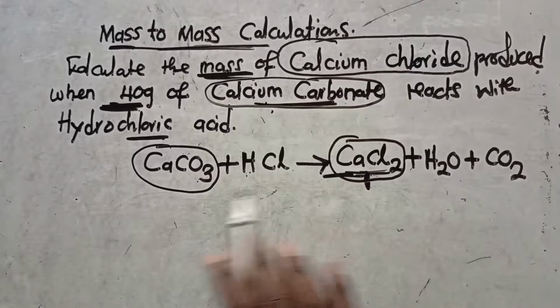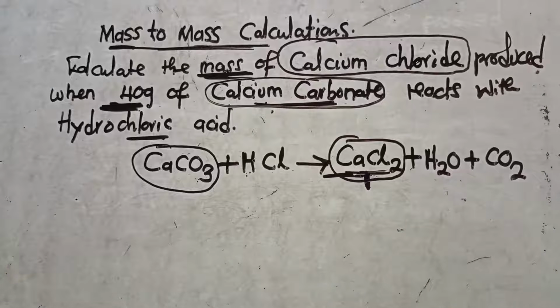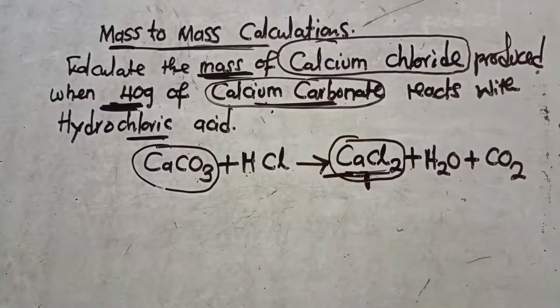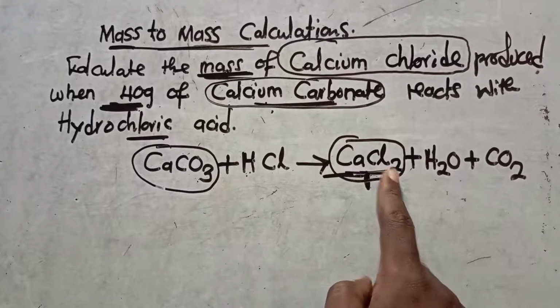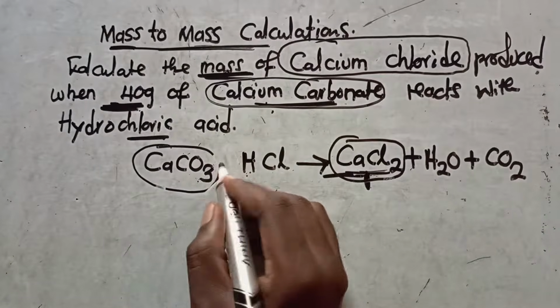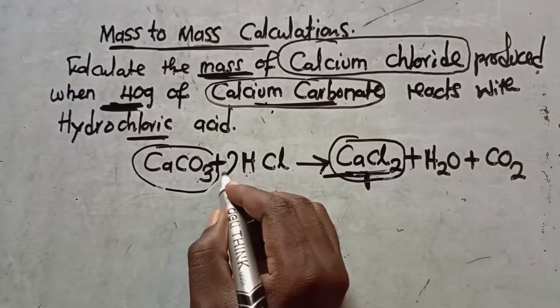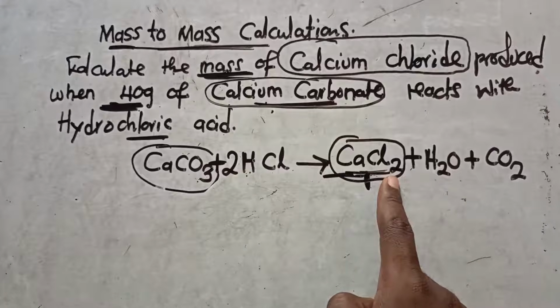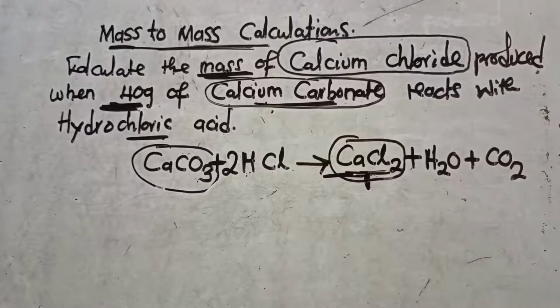So with these questions, you discover that these equations are already balanced. If you look at this without wasting much of your time, calcium 1, calcium 1. So this is not balanced, so let me balance it. Chloride 2, so let me put a 2 here. But most of the equations that come are already balanced. So hydrogen 2, hydrogen 2, chlorine 2. Okay, I guess this is now balanced.